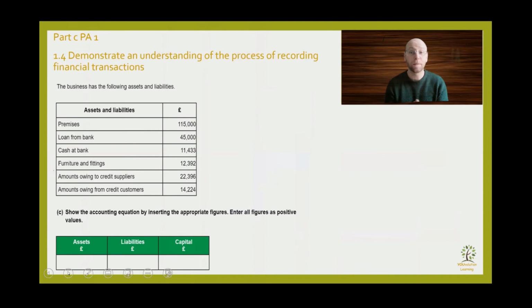Okay. So let's take a look at part C now. This is looking at learning outcome 1.4. This is demonstrating an understanding of the process of recording financial transactions. And this part of the task is testing in particular the calculation of assets, liabilities and capital, and the dual effect of transactions as well.